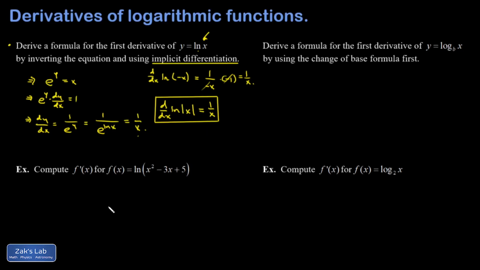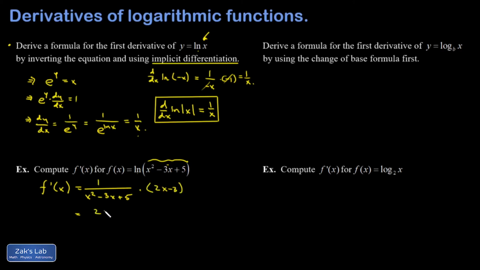All right, but let's go ahead and apply the derivative formula to this first example. It says compute f prime of x for f of x equals natural log of x squared minus 3x plus 5. So this is a function of a function. I'm going to differentiate with respect to this argument, treating it like a single variable. So the derivative of the natural log of this thing is just 1 over this thing. Then the chain rule says you have to tack on the derivative of that interior function with respect to x, and that's going to give you a 2x minus 3.